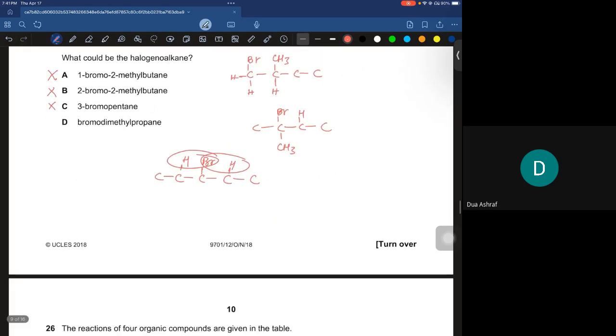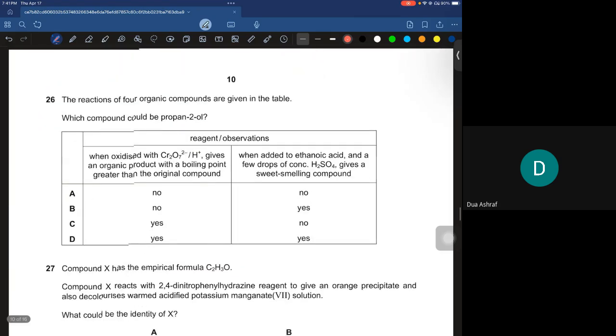Let's try option D. This is dimethyl propane, and let's suppose this is bromine. If you are going to remove Br, on the adjacent carbon atom there should be H directly attached so that I can remove HBr. But in this structure, there is no H present on the adjacent carbon atom. That's why it cannot form alkene. So this option is correct.